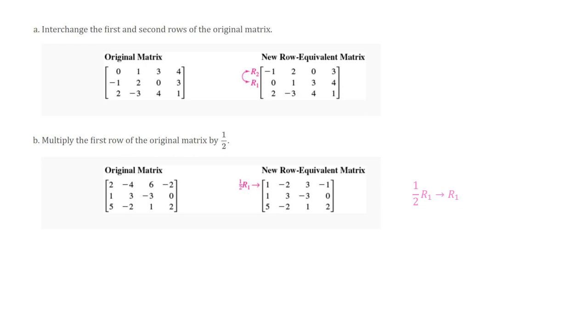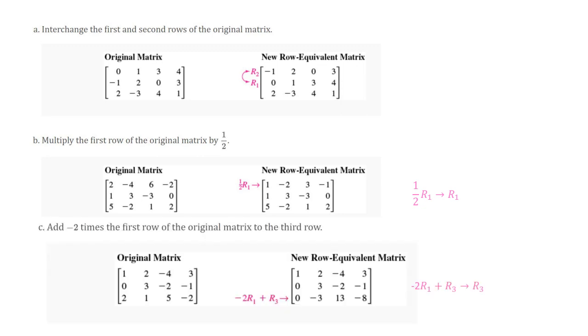So when I multiply 1/2 to row 1, again, I'm going to multiply it to all of the elements inside the matrix that are in row 1. So 1/2 times 2 is going to give me 1. 1/2 times negative 4 is going to give me negative 2. 1/2 times 6 is going to give me 3. And then 1/2 times negative 2 is going to give me negative 1. Okay, so this is an example of multiplying a constant to a row in our matrix.